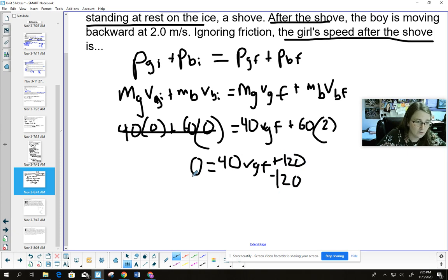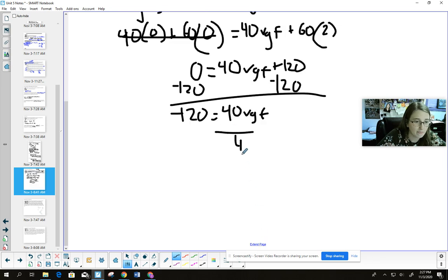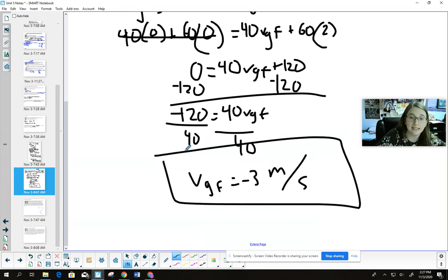So we can see what's going to happen right here. The girl is going to go the opposite direction. We have negative 120 equals 40 times her final speed. So she ends up with a final speed of negative 3 meters per second. So again, what that means is she's traveling in the opposite direction of him. As she pushes, because they're both at rest on ice, you can probably imagine this. She pushes away and goes backwards while he goes that way, away from her. They're going to go opposite directions.